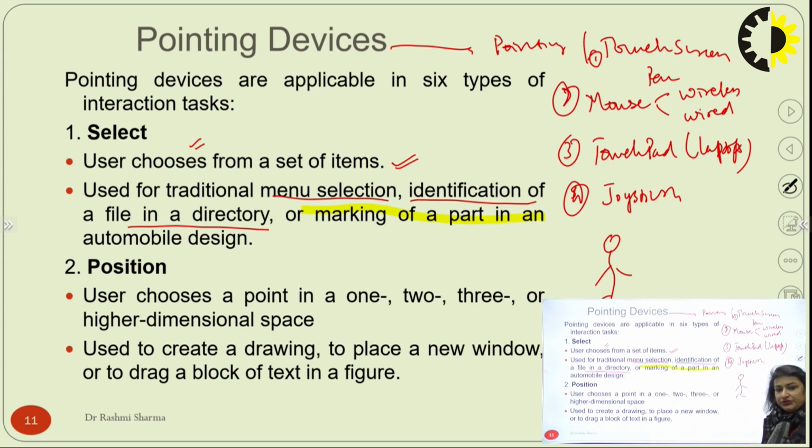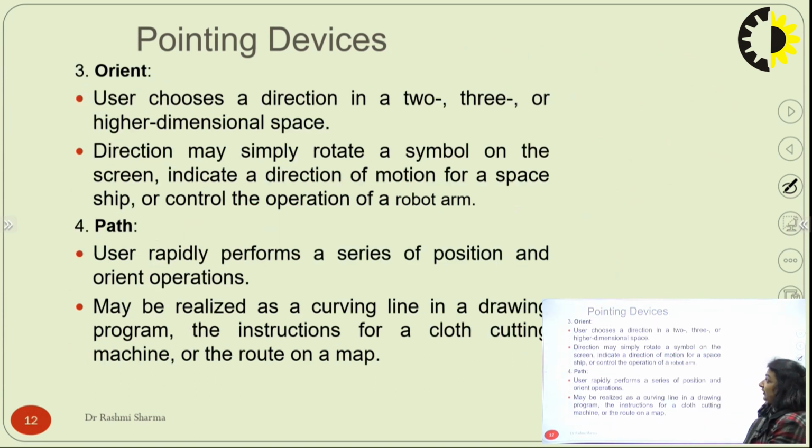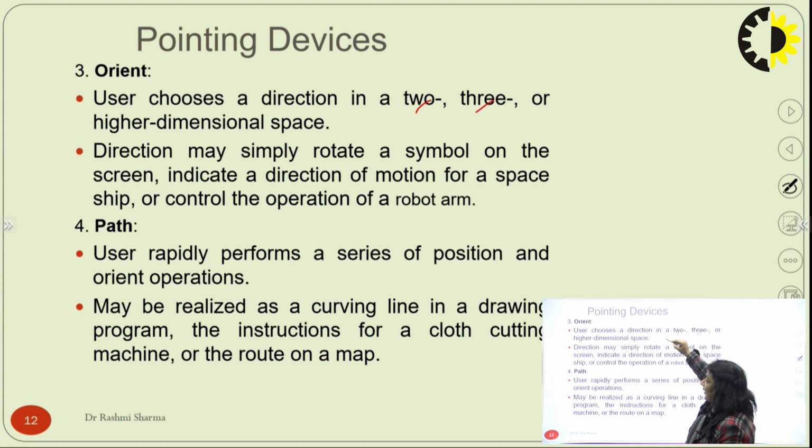Whenever you want to position with your touchpad also, you move your fingers and it moves accordingly. Your mouse also moves. Sometimes your mouse and your touchpad go crazy. Similarly, when I'm having this hand on this, it creates craziness in this particular touch screen. So craziness is there for each and every device because it is electronically connected, but it helps us to select, and it helps us to position to a specific block of the text. Then you can see the orientation, that is, the user chooses a direction in 2, 3 or higher dimensional space.